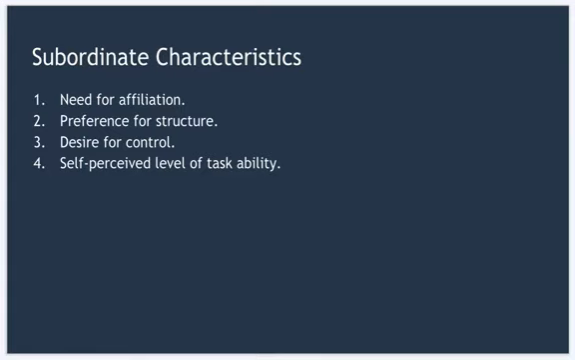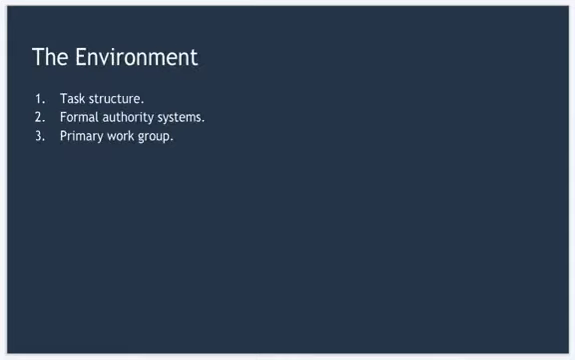So finally, we come on to the self-perceived level of task ability, and this refers to how good a subordinate believes they are at performing a task. Now, the less good they believe they are at performing a certain task, the more they're going to prefer a directive style of leadership. So the next part of the theory concerns the environment, and the environment is another factor to take into account when determining your leadership style, and it consists of 3 parts. So firstly, task structure, then formal authority systems, and finally, primary work group.